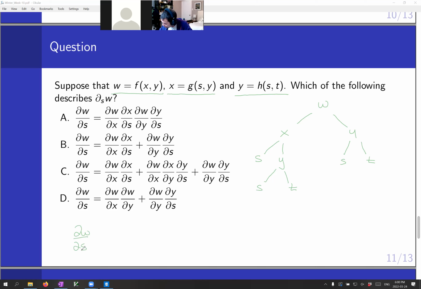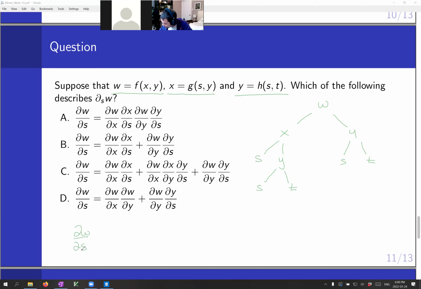Okay, that's how we're going to figure out the chain rule. So we're going to find all the paths from S to W. So here's one, right? If I take this path, I'm going to get W, X, X, S. So you just follow up the path where you differentiate the top variable with respect to the variable just beneath it. Okay, let's change our color.